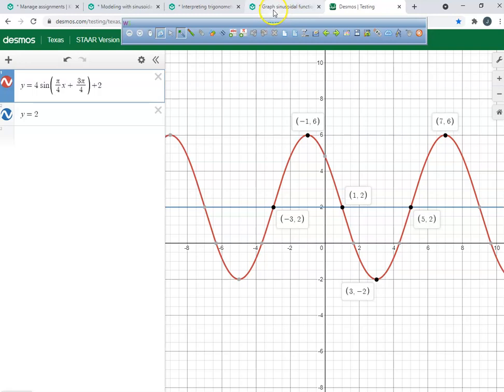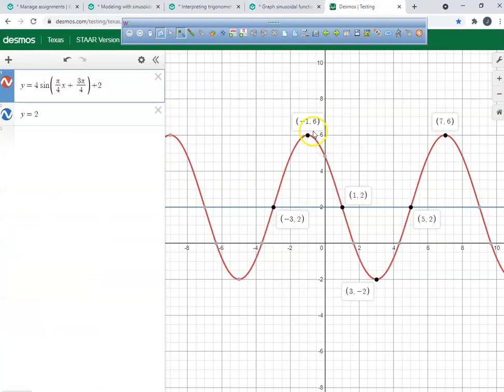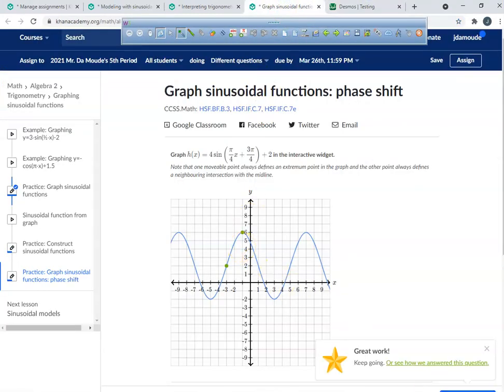All right. So right now, did I have it at a 1 and a 6? Oh, wrong one. Sorry, -1, 6. Yes. All right. Then we just hit check.